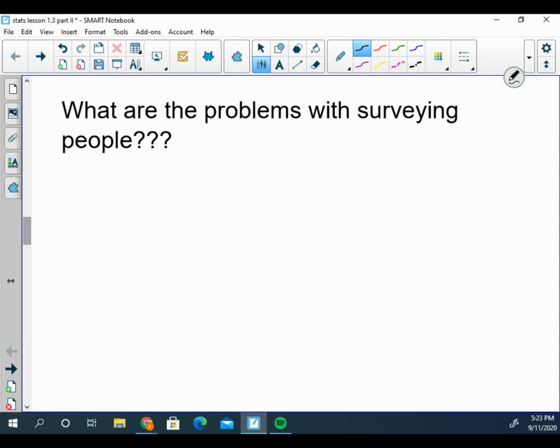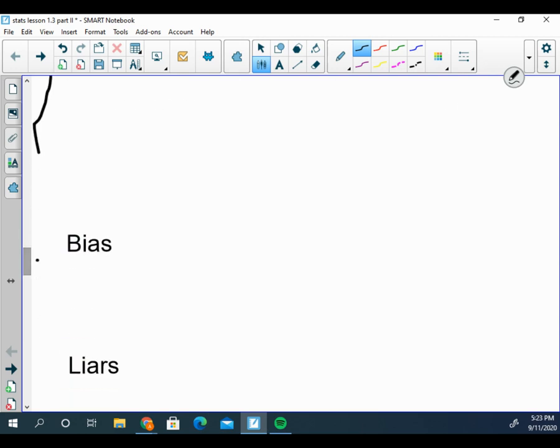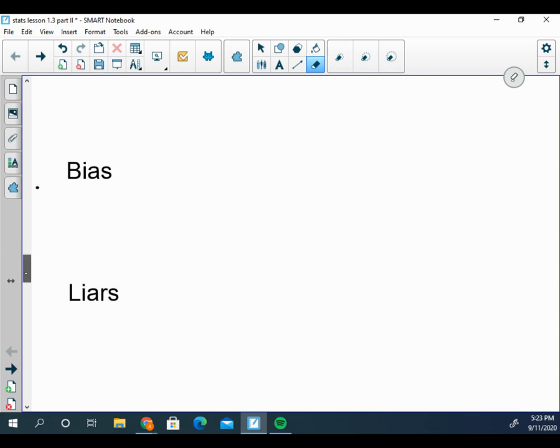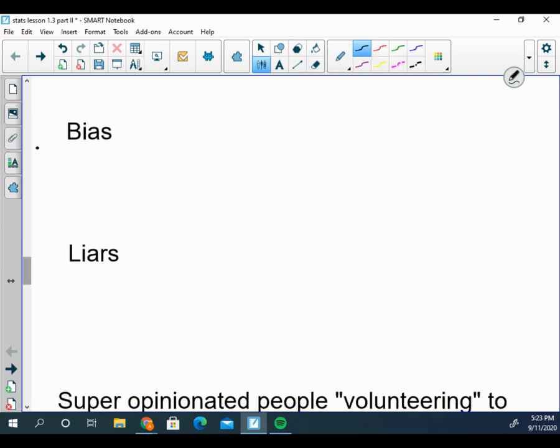Well, one of the problems with surveying people is going to be bias. Okay? If you survey people, bias is always going to be present, right? And this could come in varying degrees, right? If you're going to survey me about, let's give a good example here, whether we should pass the levy or not. Great example. Survey me about passing the levy or not.